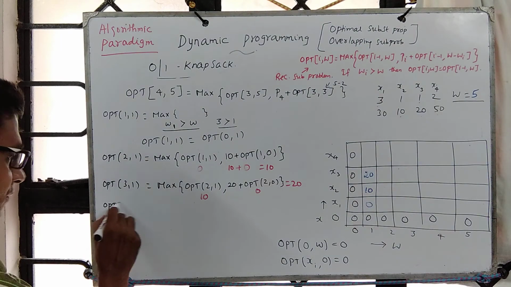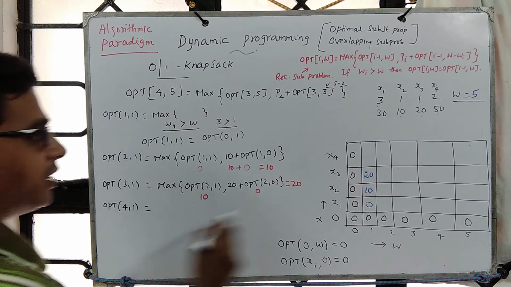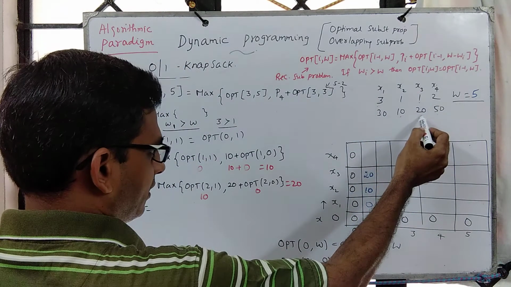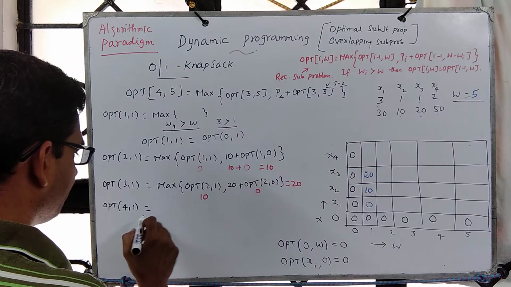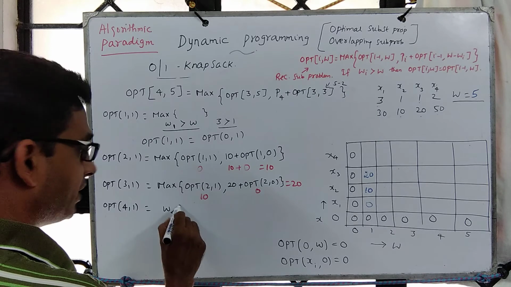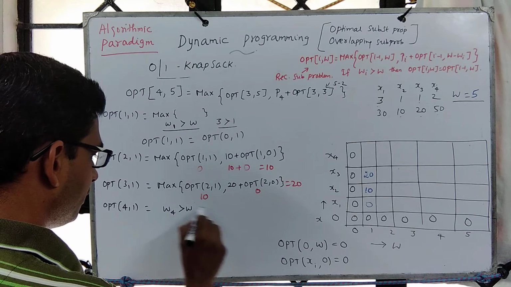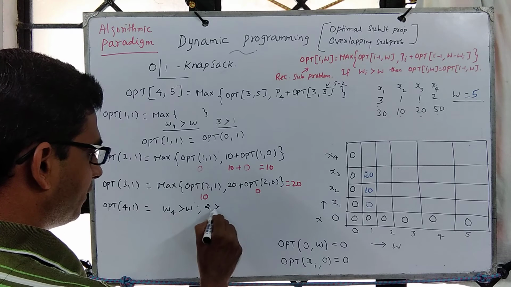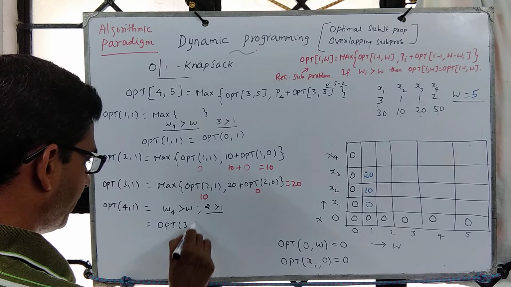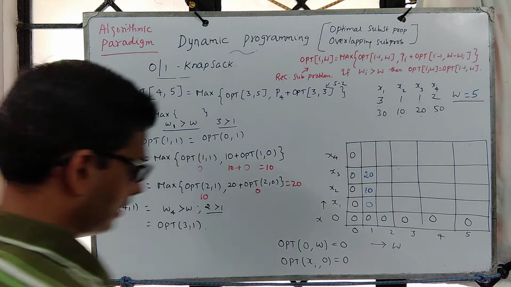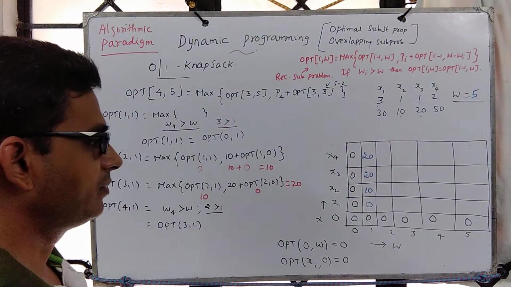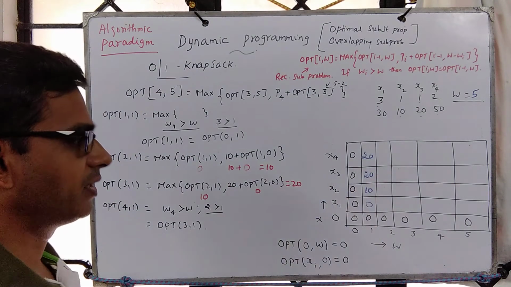Next we have opt of 4 comma 1. Again with first 4 objects, what profit can you get? And we see that this will be still maximum. And you see that W4 is greater than this W. W4 is 2, which is greater than 1, which means opt of 4 comma 1 is same as opt of 3 comma 1. And we know that that profit is 20, so this one is also 20. Fine. So like that one can populate other entries.